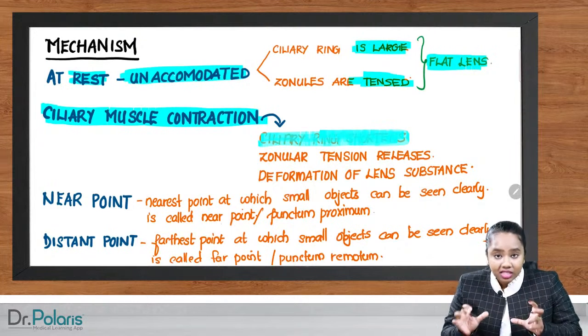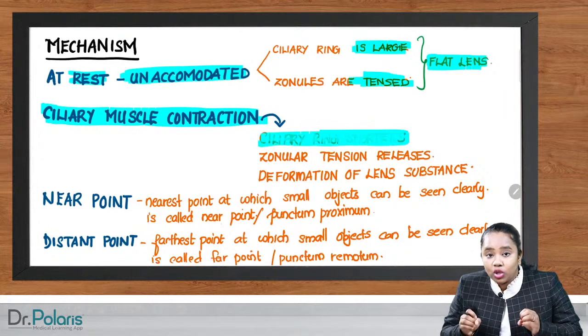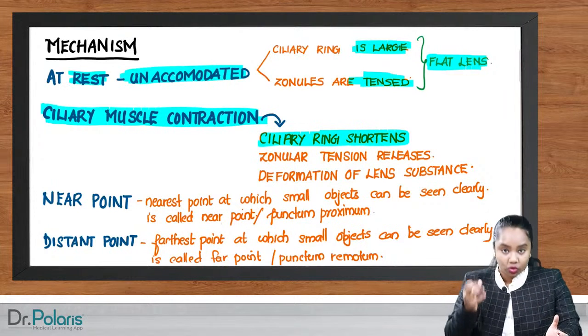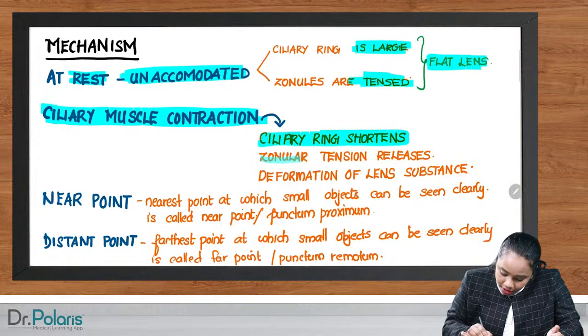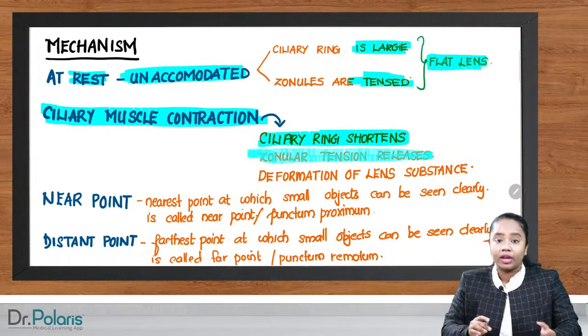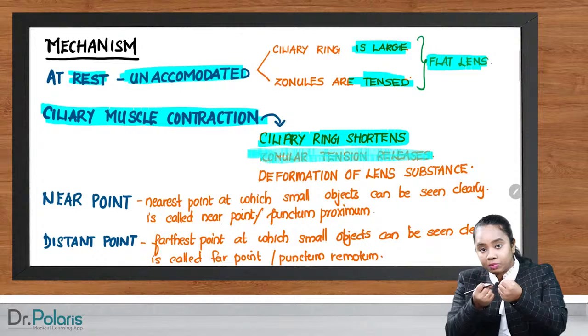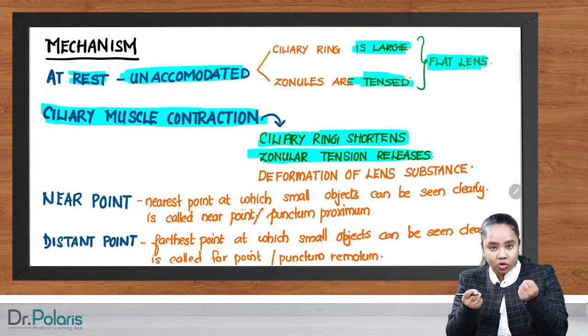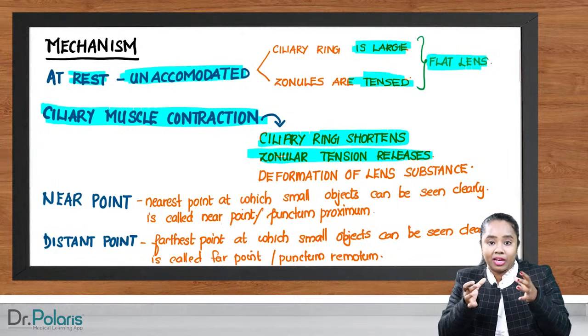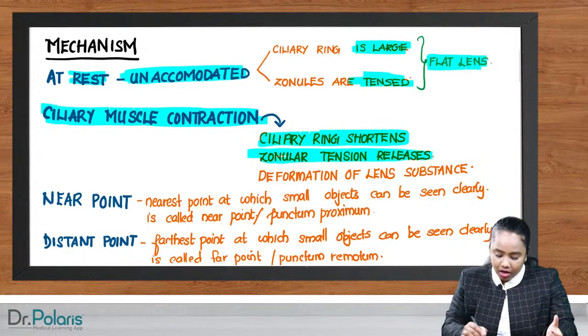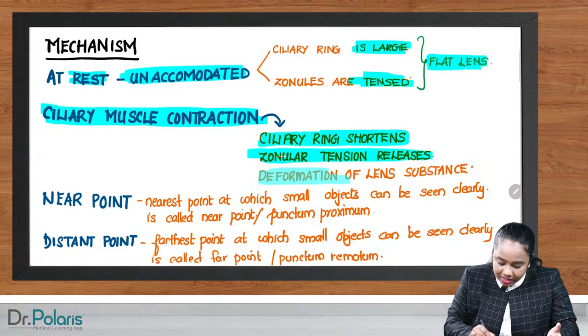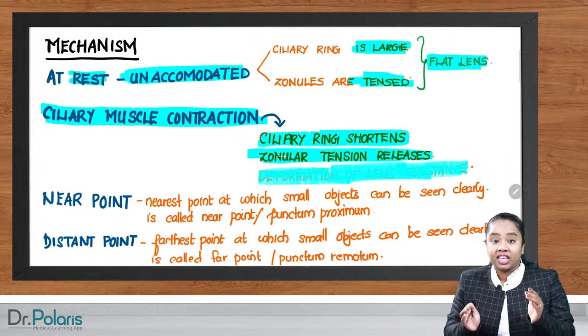Now, when that ciliary muscle contracts, the zonules are released. The tension of the zonules is down now. So, zonular tension is released. So, what happens? So far the lens was being stretched. Now the zonular tension is released and the lens has become relaxed. So the deformation of the lens substance occurs. So that is how in accommodation the curvature increases.